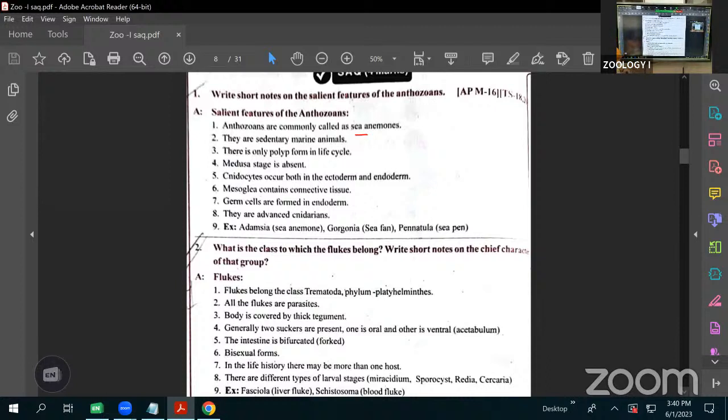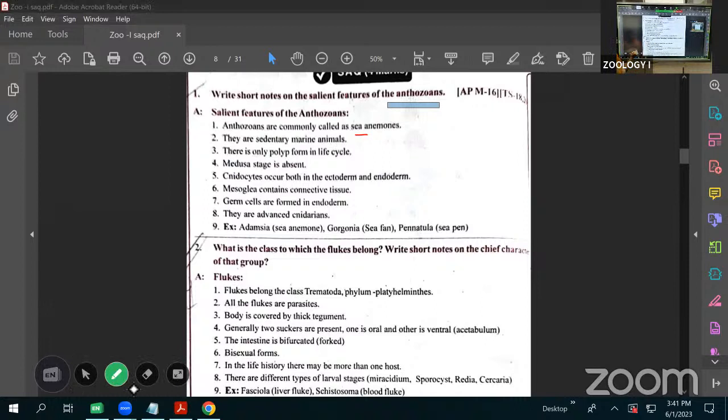With this we completed the second lesson SAQs. Next we are going to discuss the next one, animal diversity one, the SAQs. The first one is the general characters of anthozoans.